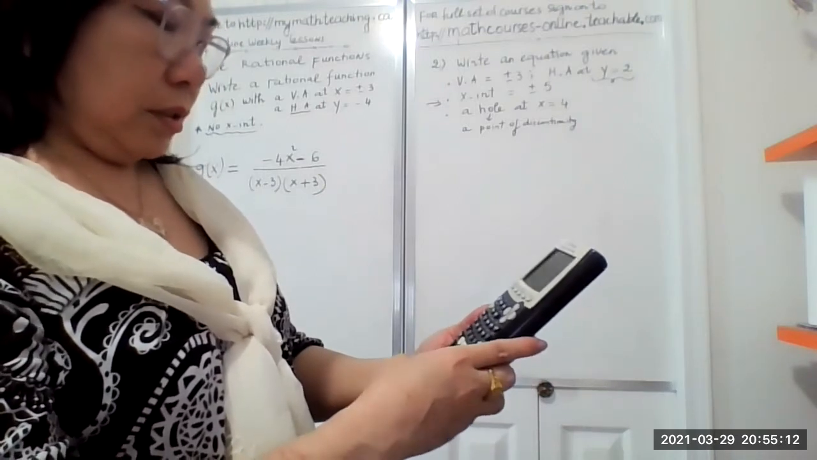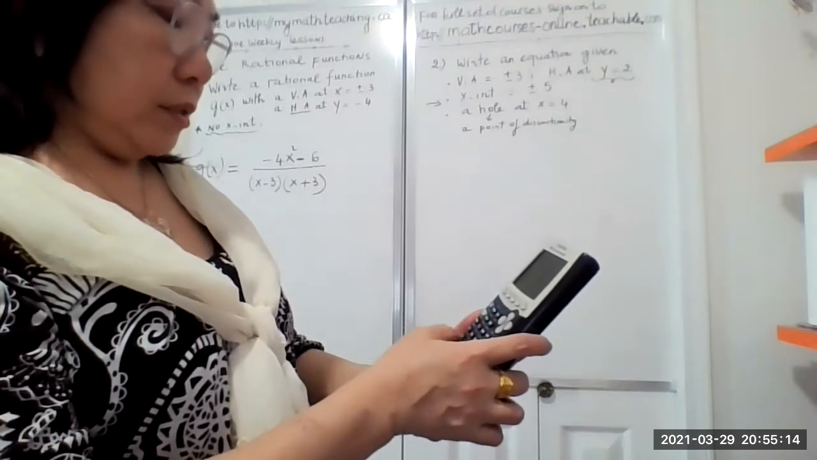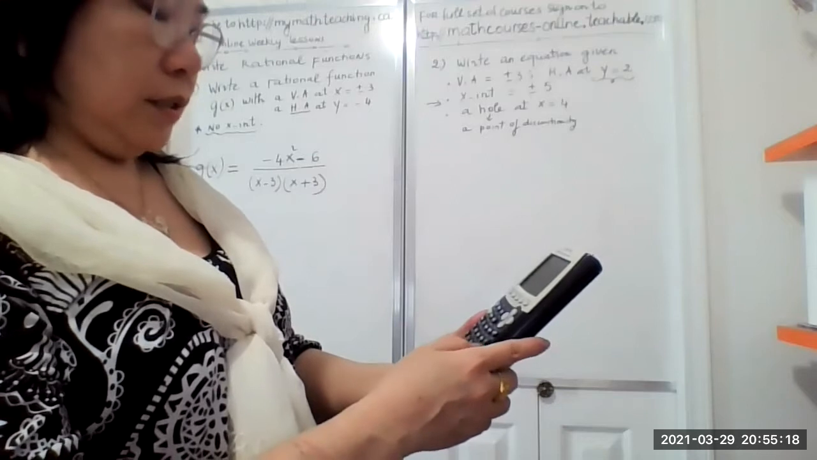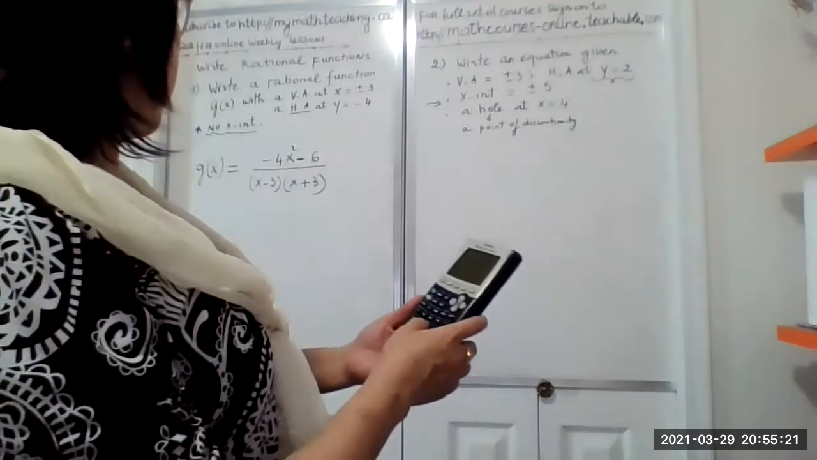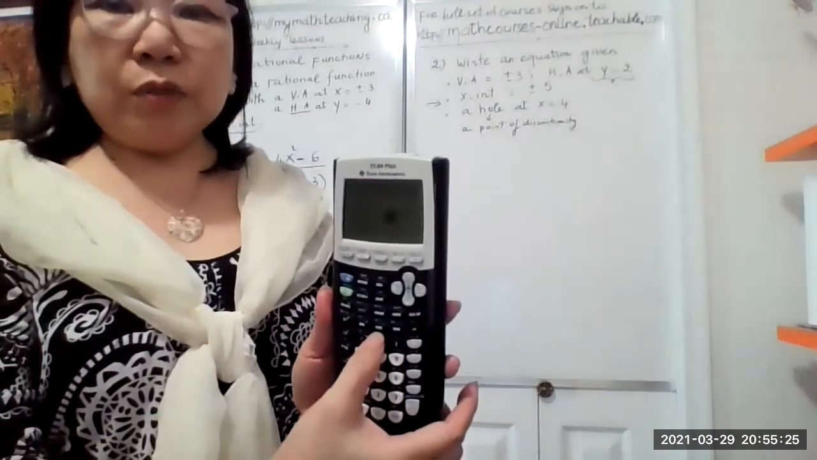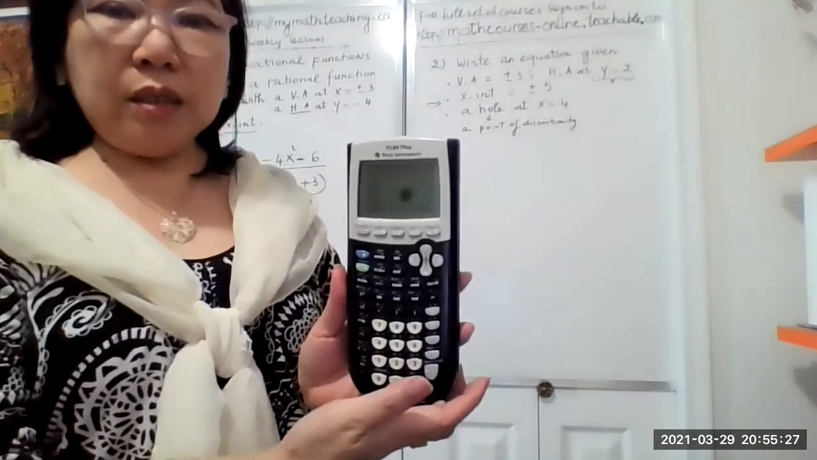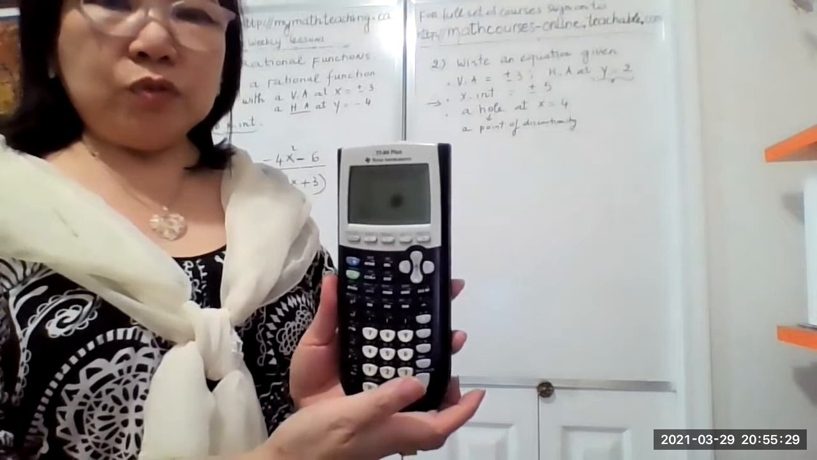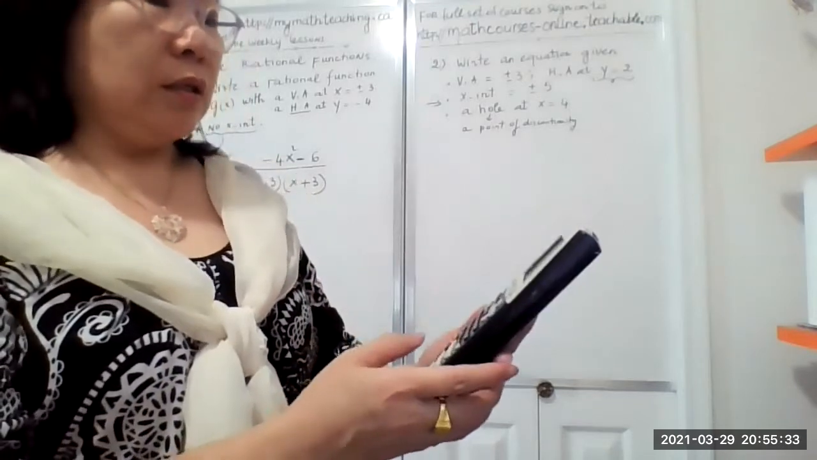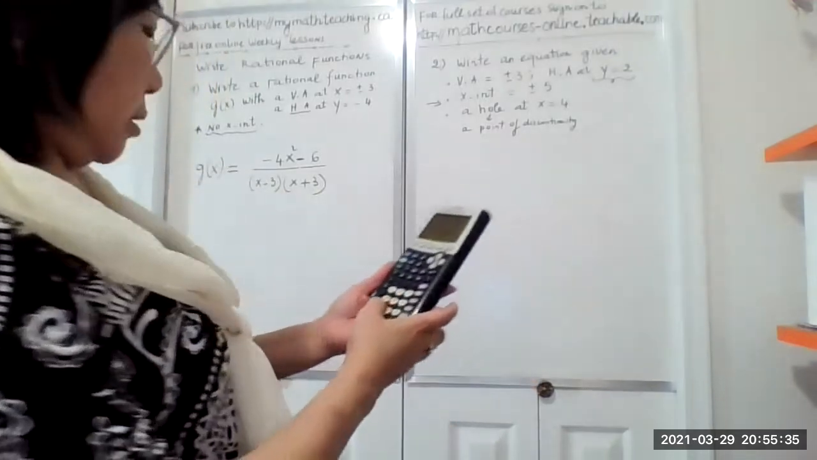Okay. Minus 4x squared minus 6. Close the bracket. Divide it. Open the bracket. And for the bottom, I suggest to you that we have to open two brackets, right? When we write, we don't have to, but on the calculator, we have to do that. Otherwise, we don't get the correct answer.